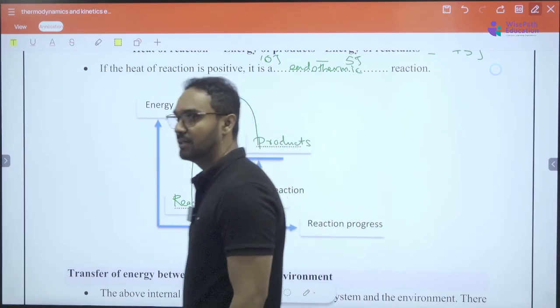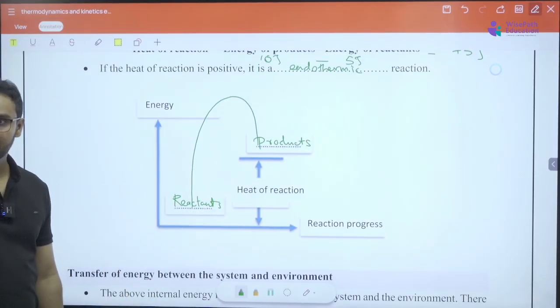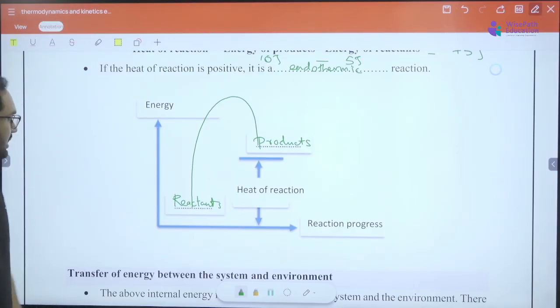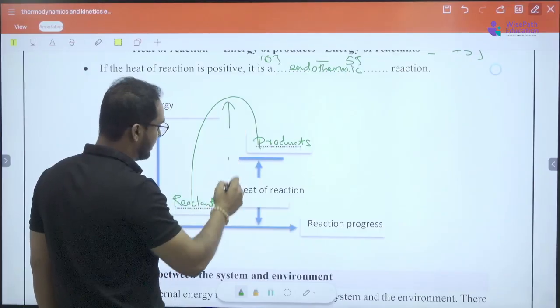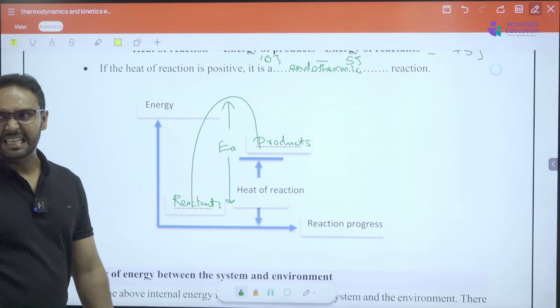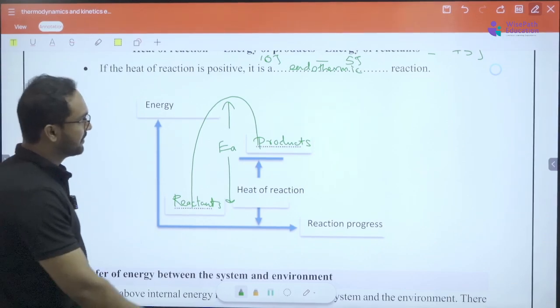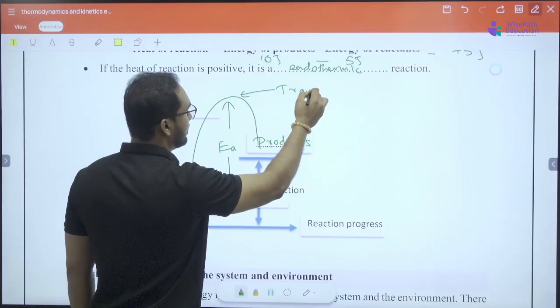So now tell me the activation energy. What is the activation energy? Which gap is it? The gap between reactants and the transitional state. That is the gap between the transitional state and the reactants. So this is activation energy. We label it EA, activation energy. And this is what? This is the transitional state.